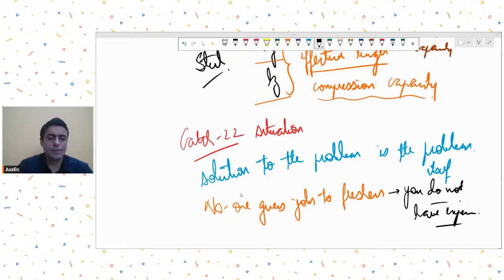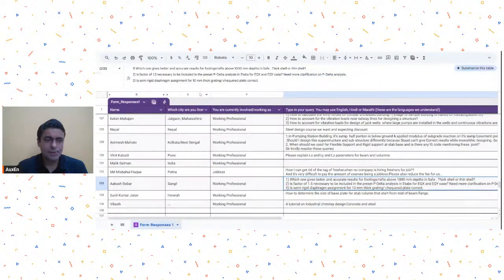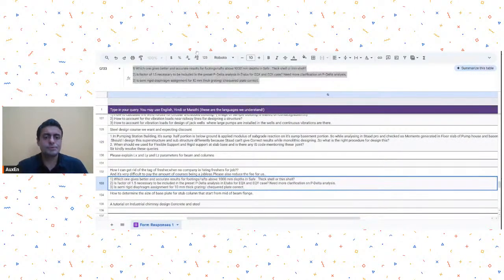Then Mr. Akash Babar is joining us from Sangli. And what is he saying? Let's see. So engineer Akash Babar from Sangli is a working professional. He has a couple of questions. Let me just copy them and try and take them one by one.